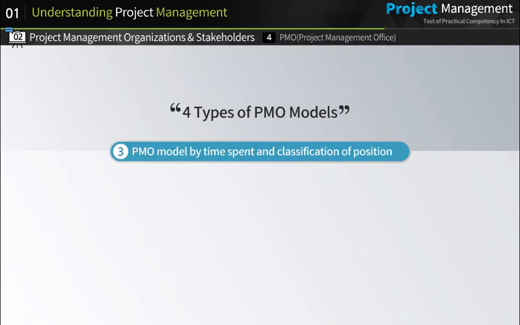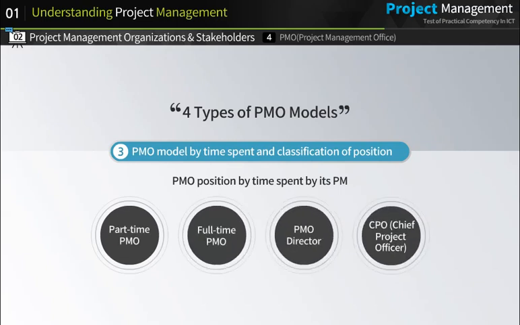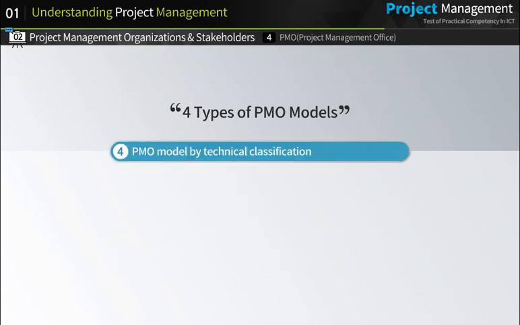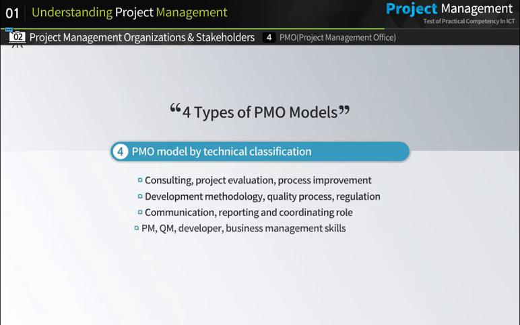Third, PMO model by time spent and classification of position. Depending on the time spent by its PM, PMO is classified into part-time PMO, full-time PMO, PMO director, and CPO. Fourth, PMO model by technical classification. In general, PMO is classified into IT consulting, development methodology, quality process, regulation, communication, reporting and coordinating role.